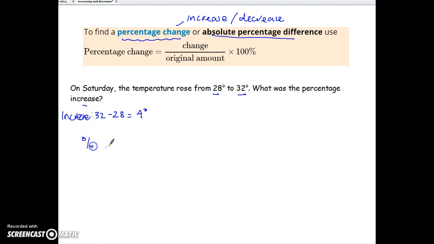So now to get my percentage increase, my percentage change, I'm going to find how much change I've got. Well, it's changed by 4 degrees. It was originally 28, and then I multiply it by 100. Calculator does the rest. And you should get a change of 14.3% if I ask you for 1 decimal place.